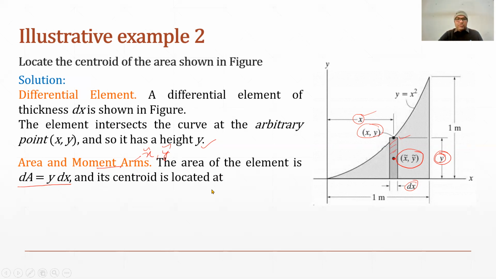Similarly, we can find the arms. The arm x tilde in this case will be equal to x, and y tilde, as you can see, this height is half of y, so that will be y by 2. So that is our second step, in which we are required to find the area and moment arm of the differential strip.